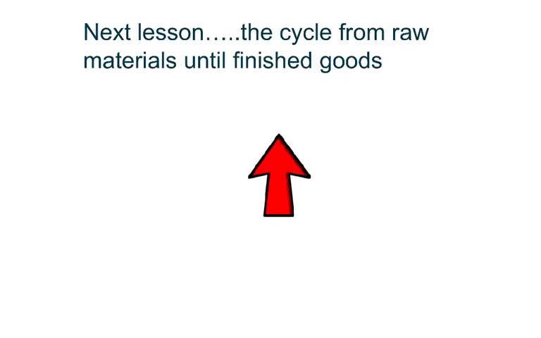Now, this is only a brief introduction to the terminology that we will use and how products will go from raw materials to finished goods and where we will sell them. In the next lesson, we will then look in detail at the cycle from raw materials until finished goods, and we will also look at the manufacturing statements.